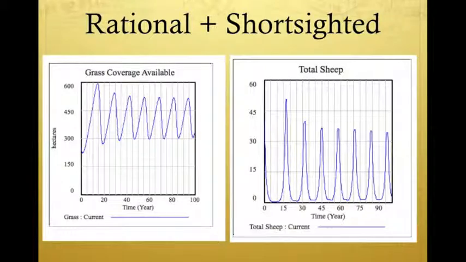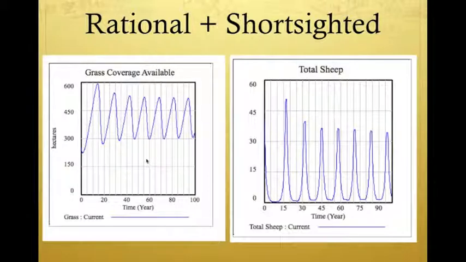In both scenarios, we're going to assume that the villagers are rational. So we're not going to assume that the villagers are doing anything on purpose to hurt themselves or hurt their sheep. So this is the rational plus short-sighted assumption. In this case, look at what happens.